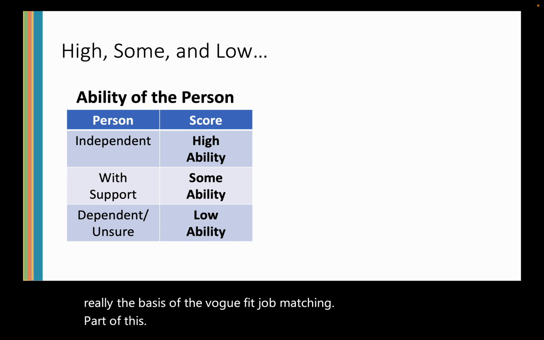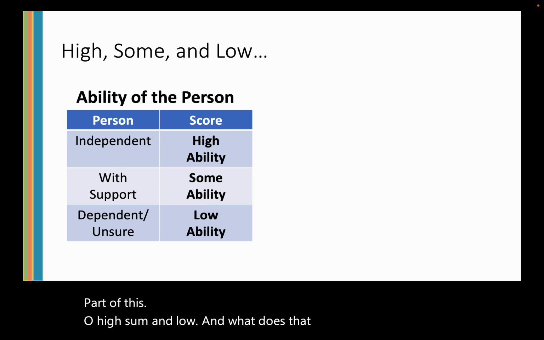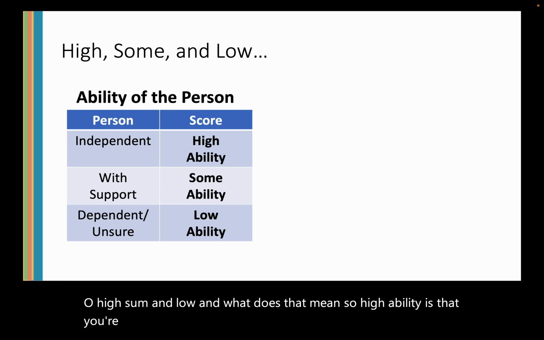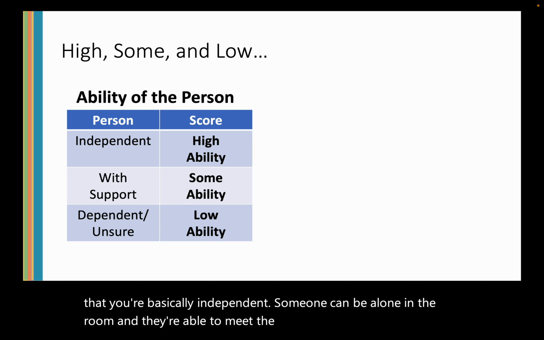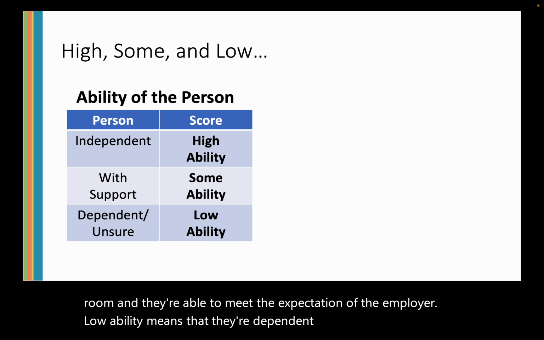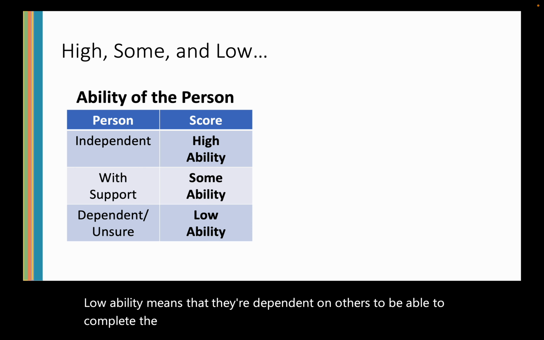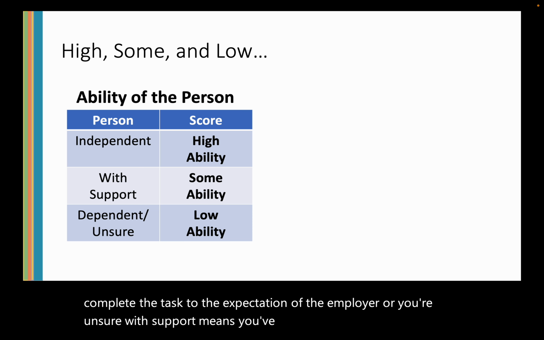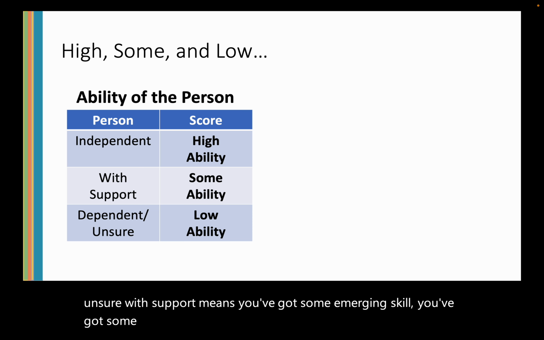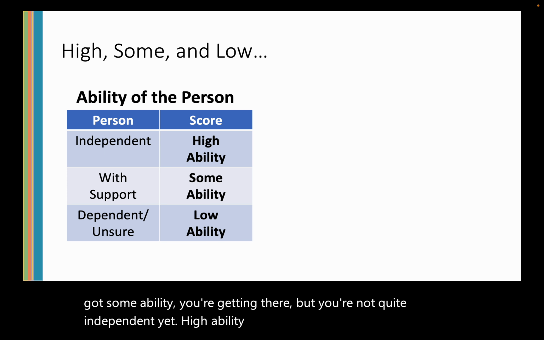So high, some, and low, and what does that mean? So high ability is that you're basically independent. Someone can be alone in the room and they're able to meet the expectation of the employer. Low ability means that they're dependent on others to be able to complete the task to the expectation of the employer, or you're unsure. With support means you've got some emerging skill, you've got some ability, you're getting there, but you're not quite independent yet. High ability, some ability, low ability.